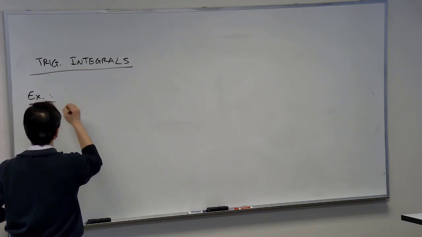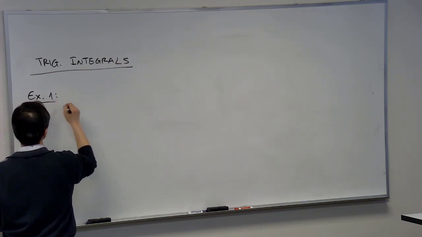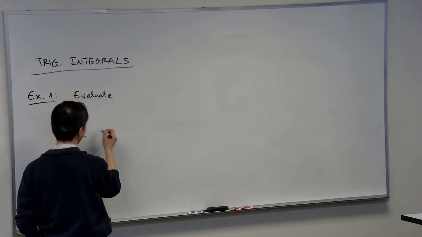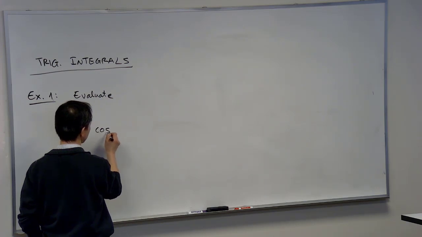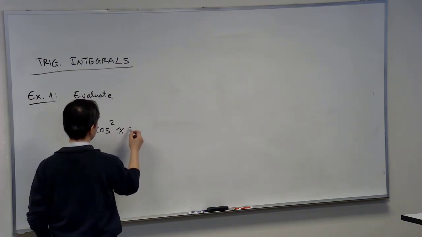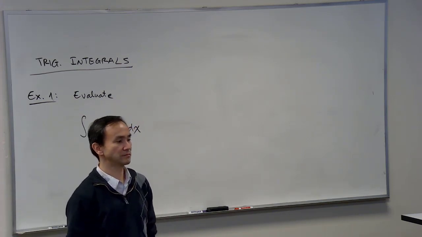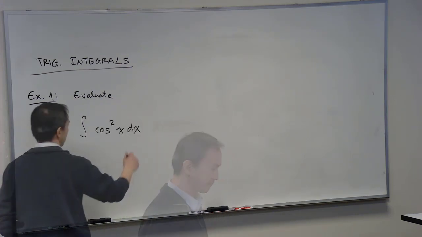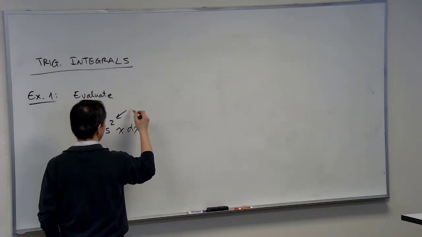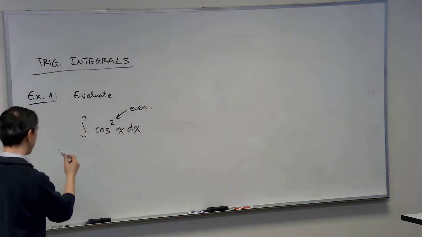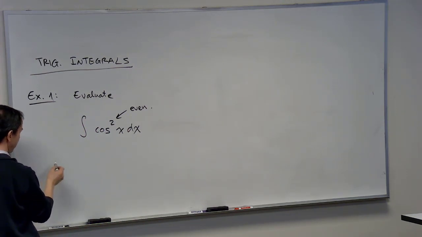If you want to evaluate an integral like this, it's either sine or cosine, so let's say cosine squared of x. Notice that this is an even power. So right from this example, this is what we can do right here.